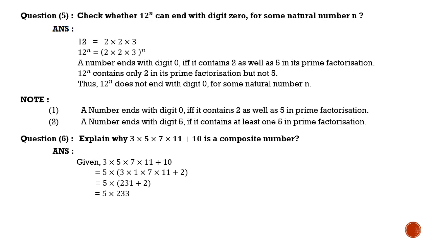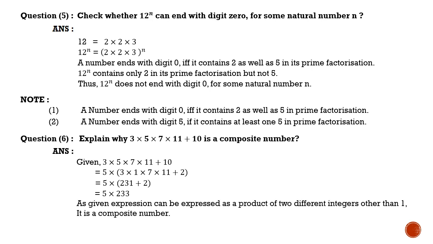Now don't do this multiplication. This much is sufficient for us to say that the given number is composite. Why? Because the given expression is expressed as a product of two different positive integers other than 1, it is a composite number. This is the required answer. You are supposed to write it in this way.